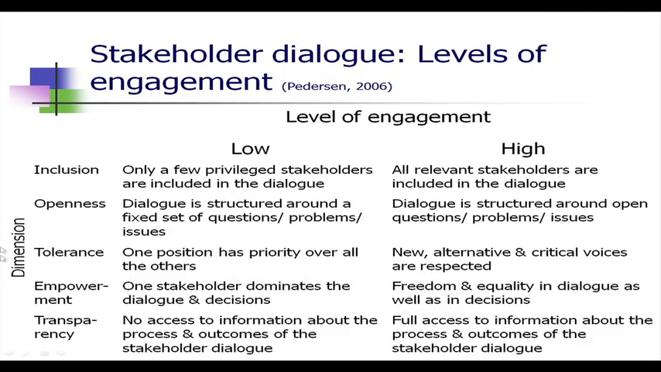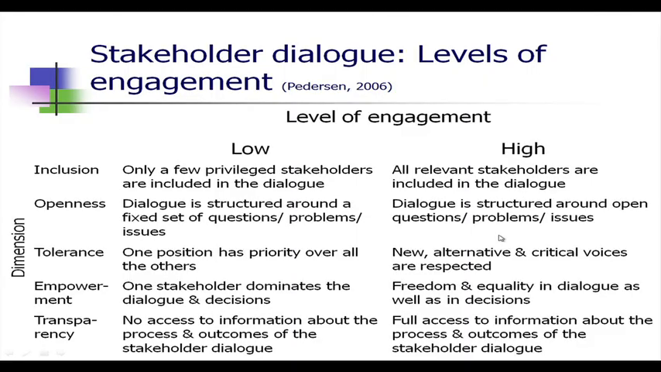Okay. Tolerance. Low tolerance: one position has priority over all the others in low level of engagement. We restrict things. We don't tolerate anything outside those boundaries. High level of tolerance: new and alternative and critical voices are respected. Somebody tells you something different, you say, okay, fine, that's another point of view. Okay, so that is a high level of tolerance.